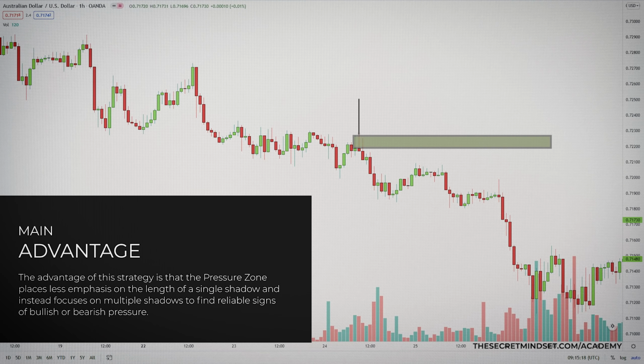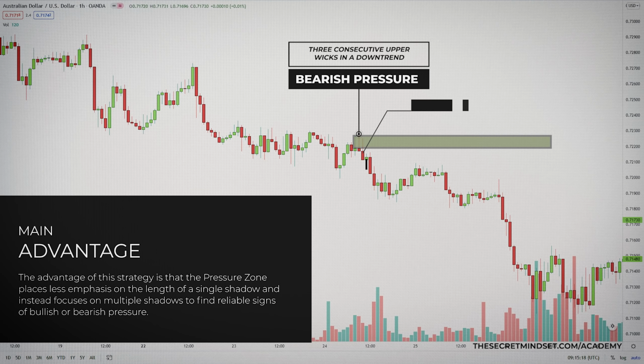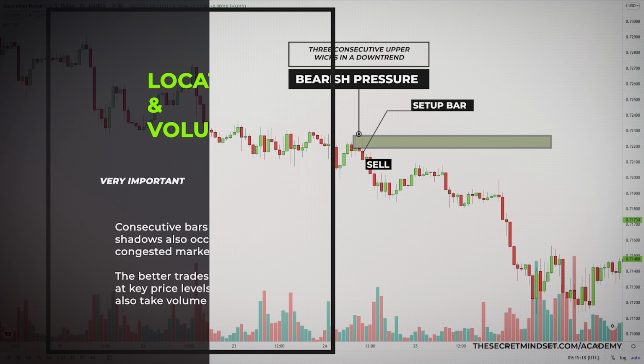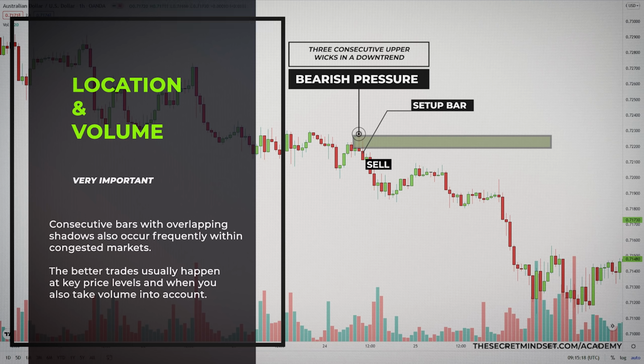The advantage of this strategy is that the pressure zone places less emphasis on the length of a single shadow and instead focuses on multiple shadows to find reliable signals of bullish or bearish pressure. But this price pattern has an important drawback. Consecutive bars with overlapping shadows also occur frequently within congested markets.